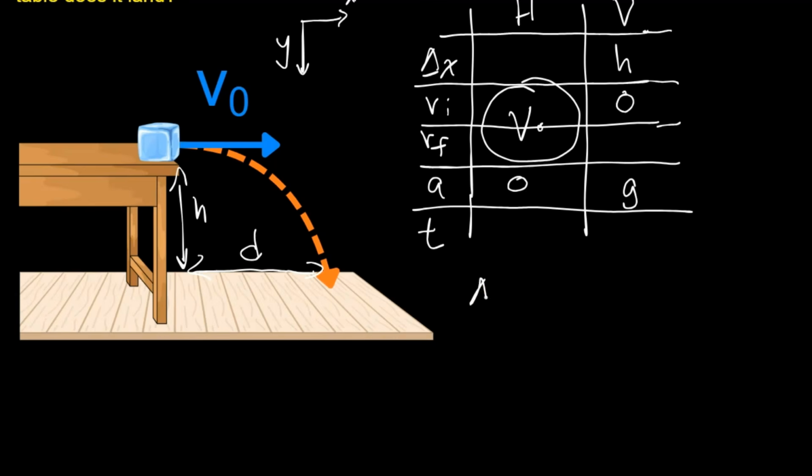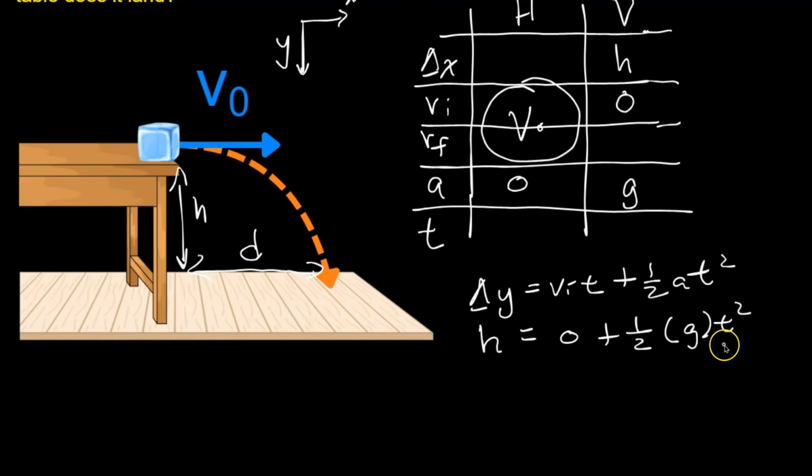And I'm going to use delta y is equal to v_i t plus 1/2 a t squared. I'm going to use this because I don't know v_f and I don't care about v_f, and this is the only equation that doesn't have that, and it's got all the variables that I do know or that I am looking for. Now I'm going to substitute, and I'm going to solve for t.